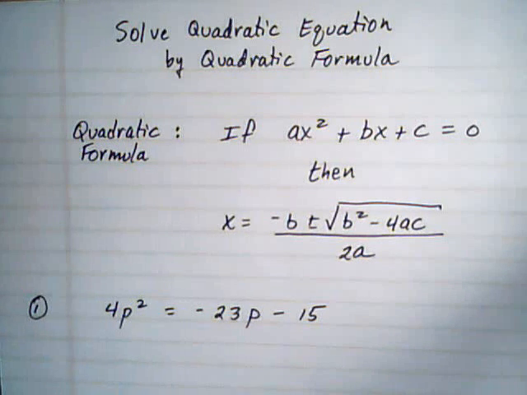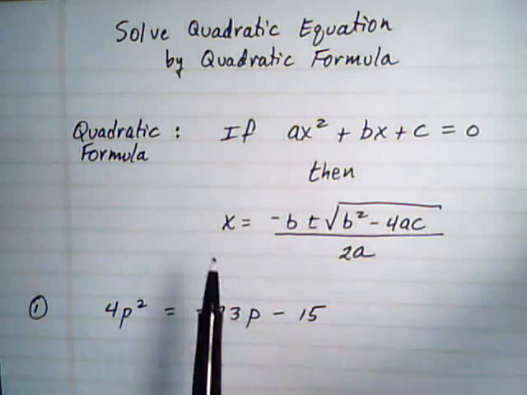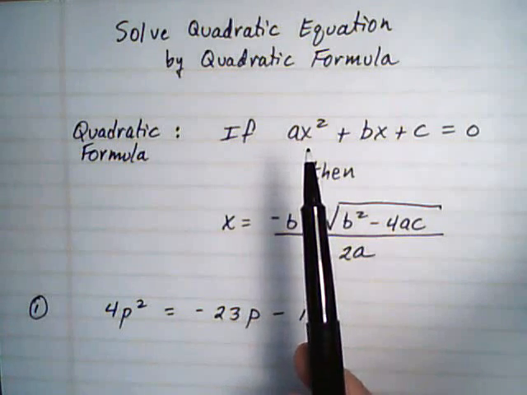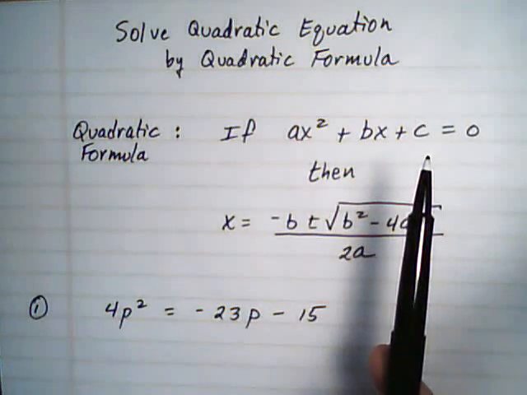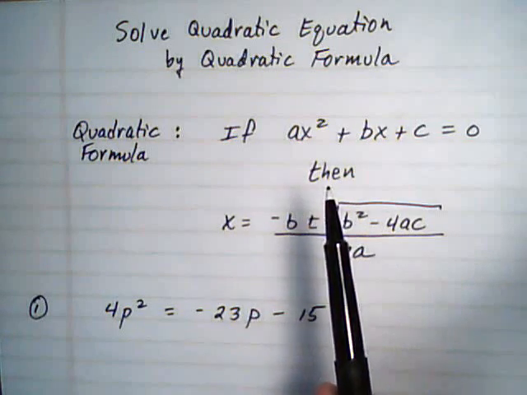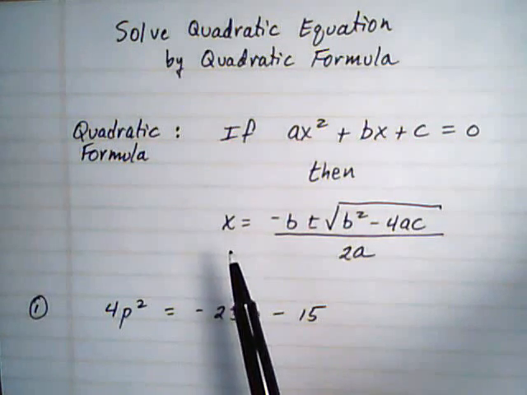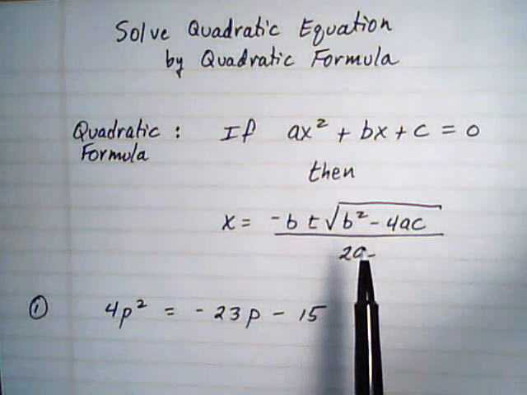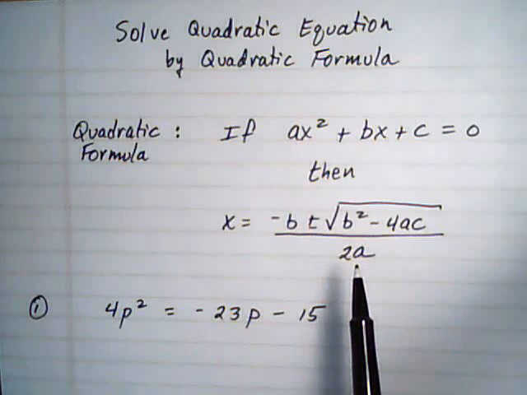We're going to solve a couple of quadratic equations here by plugging them into the quadratic formula. The quadratic formula tells us that if we have an equation ax squared plus bx plus c equals 0, or an equation that we can put into that format, then the solutions for the equation are given by x equals minus b plus or minus the square root of b squared minus 4ac all over 2a.